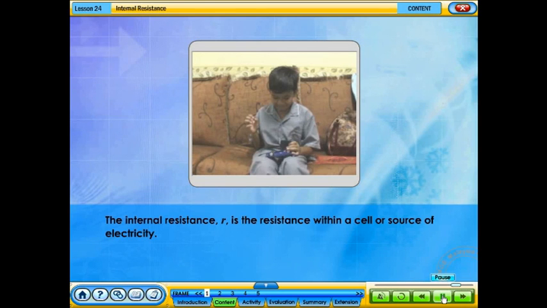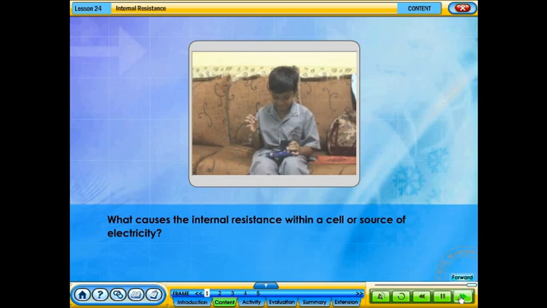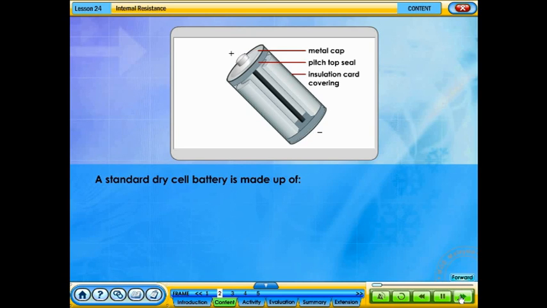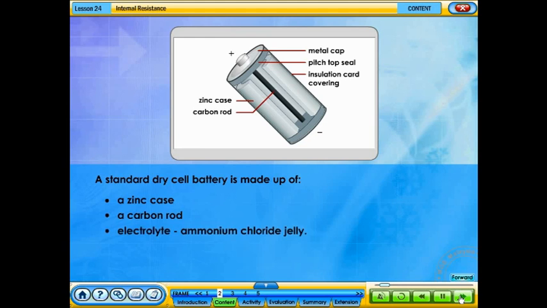The internal resistance R is the resistance within a cell or source of electricity. What causes the internal resistance within a cell or source of electricity? A standard dry cell battery is made up of a zinc case, a carbon rod, and electrolyte, ammonium chloride jelly.